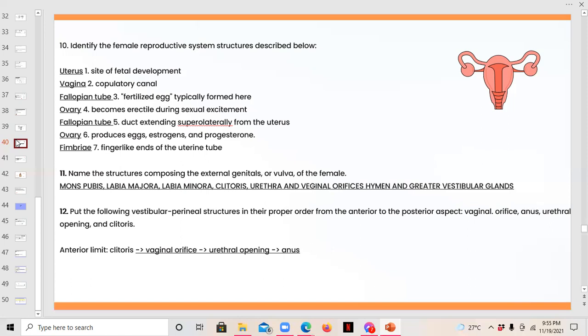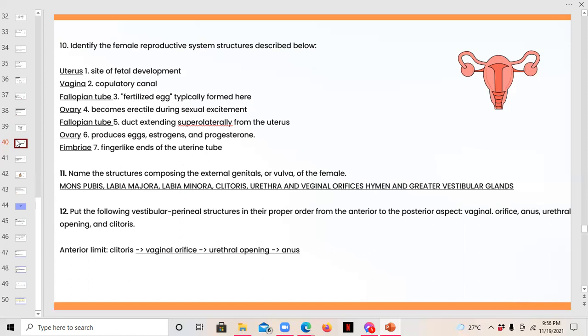Number 4. Becomes erectile during sexual excitement is ovary. Number 5. Duct extending superlaterally from the uterus is the fallopian tube. Number 6. Produces eggs, estrogens, and progesterone is ovary. And number 7, finger-like ends of the uterine tube is membrane.